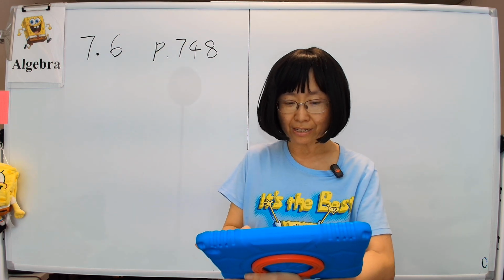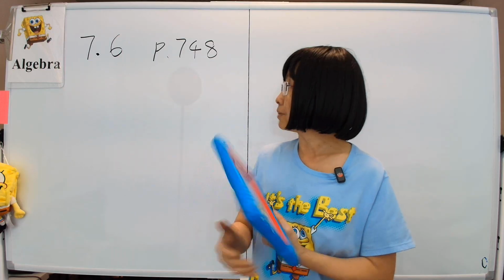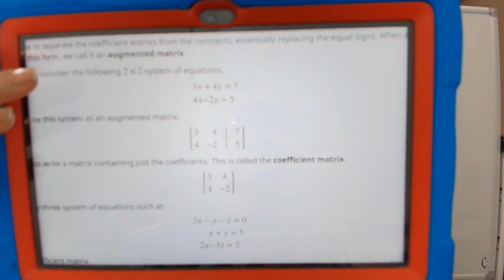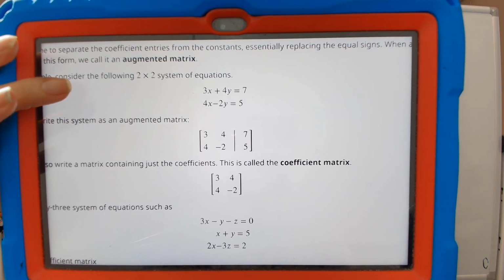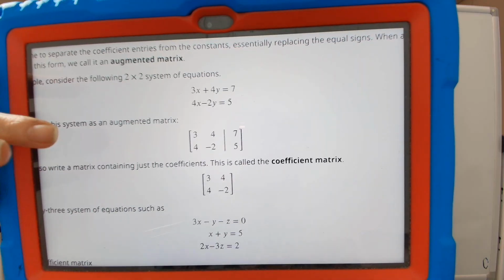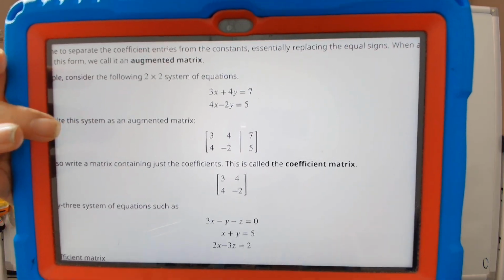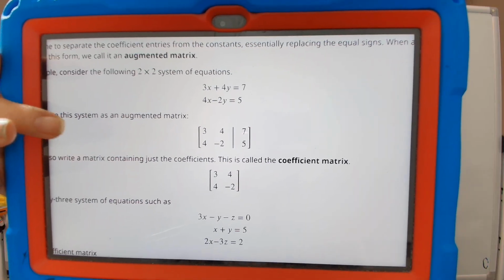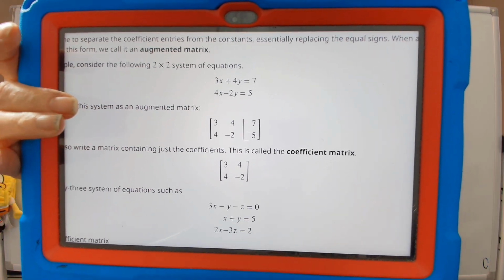So let's look at what this means, okay? On page 748, let's look at these. There's a simple 2x2 system of equations here, okay? And then what we're going to write it as, this thing is called an augmented matrix. That's just all the coefficients. That is all the numbers of the system of equations. See, we have the system right there.